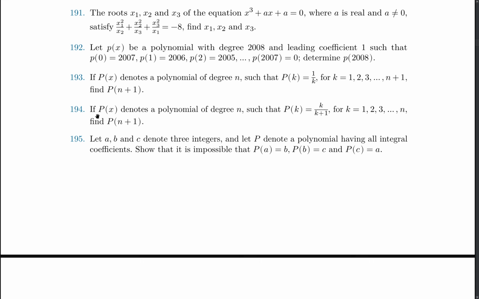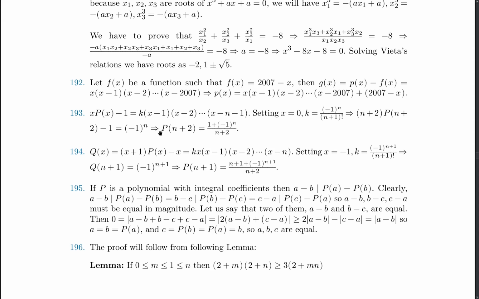Now question 194 says that if p of x denotes a polynomial of degree n such that p of k is equal to k by k plus 1 for k equal to 1, 2, 3, up to n, find p of n plus 1. So we let q of x is equal to (x plus 1) p of x minus x, which will be equal to k of x into (x minus 1) into (x minus 2) up to (x minus n). We set x is equal to minus 1. We get k is equal to minus 1 to the power n plus 1 by (n plus 1) factorial, which implies that q of n plus 1 is equal to minus 1 to the power n plus 1. So p of n plus 1 is (n plus 1 plus minus 1 to the power n plus 1) by (n plus 2).